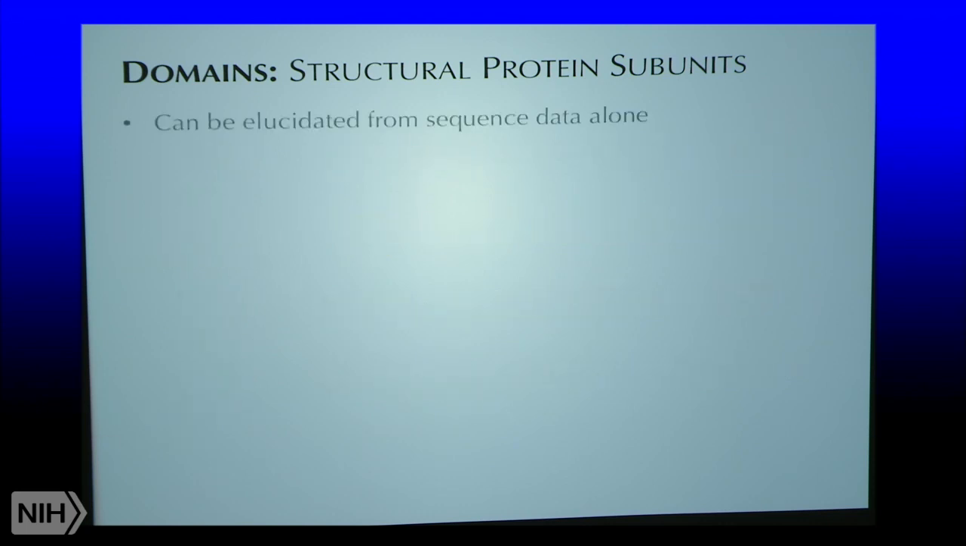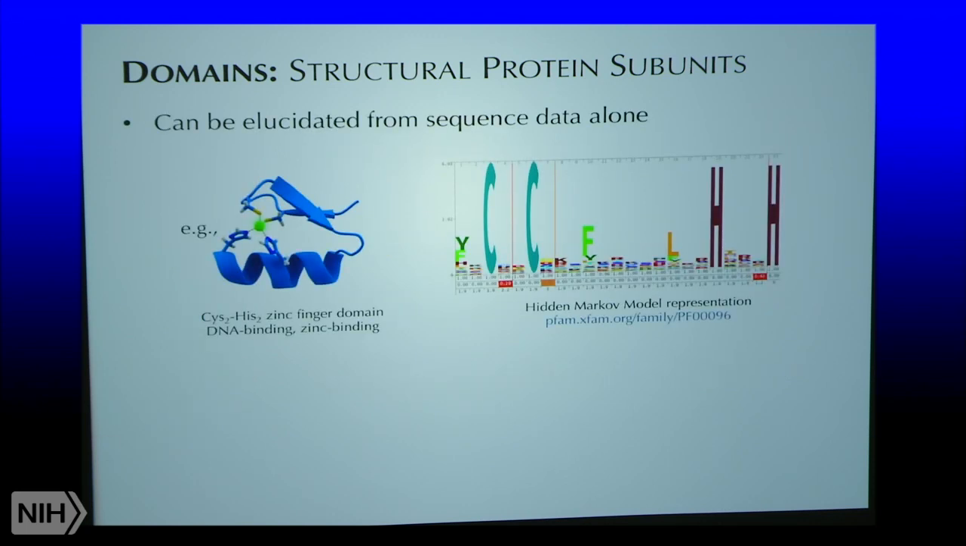So one nice thing about protein domains is that they can be elucidated from sequence data alone. Here's a Cys2-His2 zinc finger domain, something that we studied a lot in my group. It's a DNA binding domain, and it can be easily recognized by looking at protein sequences, just by using this probabilistic model to find matches to this model.